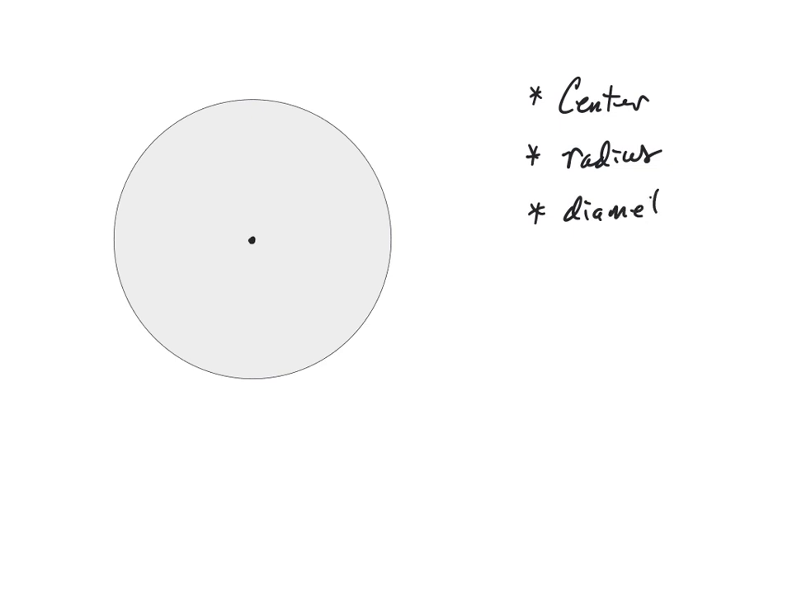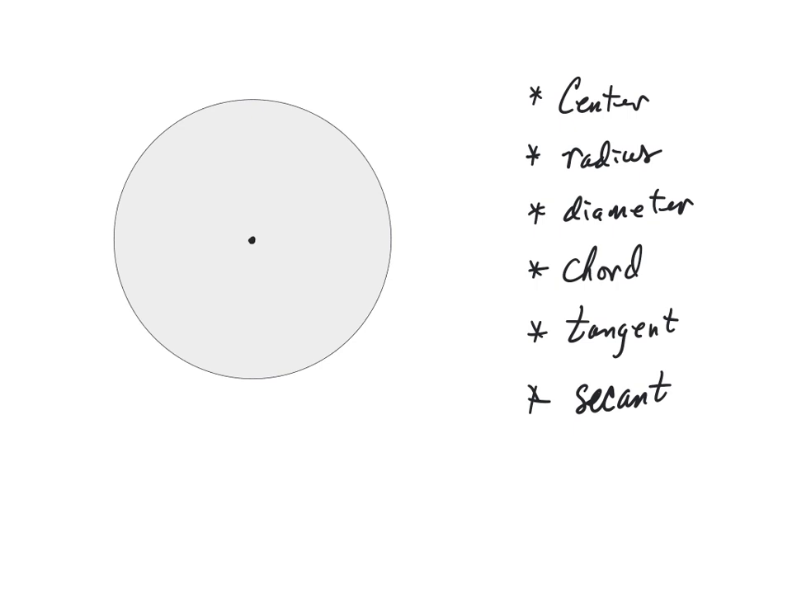Diameter, chord, tangent, and secant. Those are all terms I'm going to need you guys to understand when we're dealing with a circle. All right, so let's go through them.